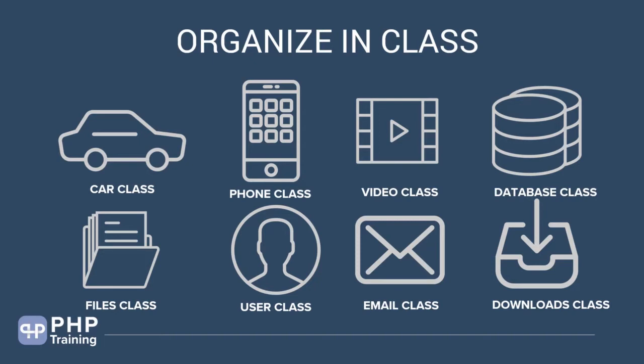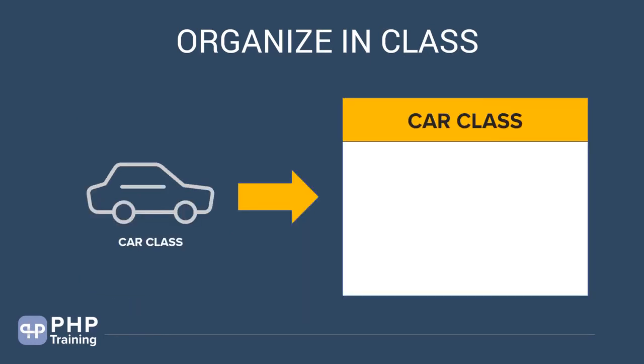Okay, so you have to start thinking in objects, and you have to start organizing your program into classes. When I say organize your program into classes, it means organizing your piece of code, which has variables and functions, into that class. Okay, so let's organize a car class. Let's say you have a car class. Now you have to organize your program into this car class.